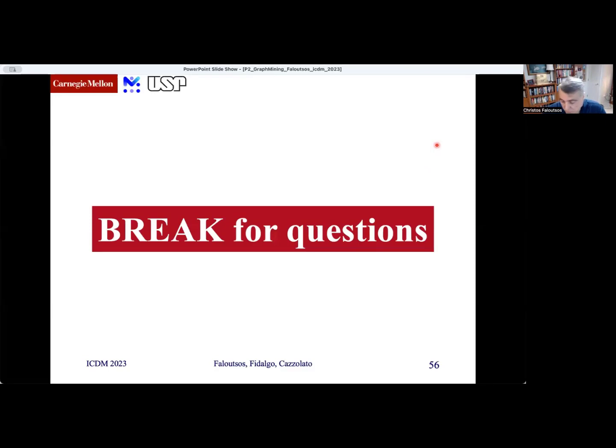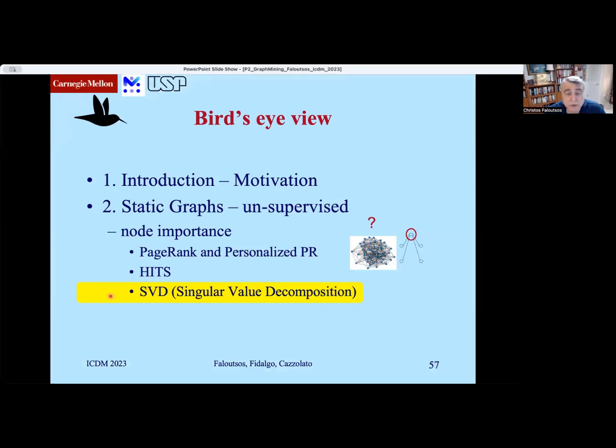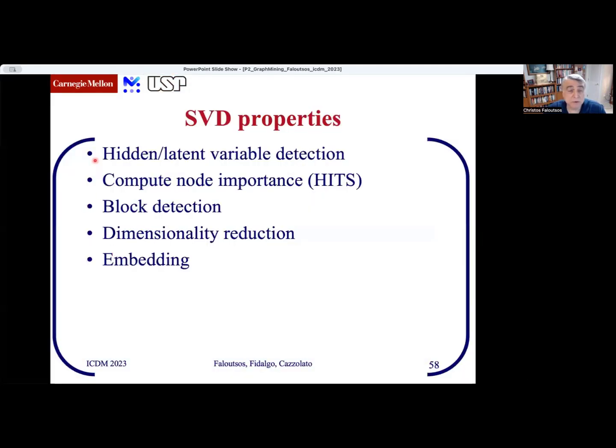Welcome back. So we'll continue this presentation focusing on the singular value decomposition. We saw the PageRank and HITS algorithms, and now we'll see the properties of singular value decomposition. It has amazing properties. The first one is it can find hidden or latent variables. Let's go one after the other of these properties.